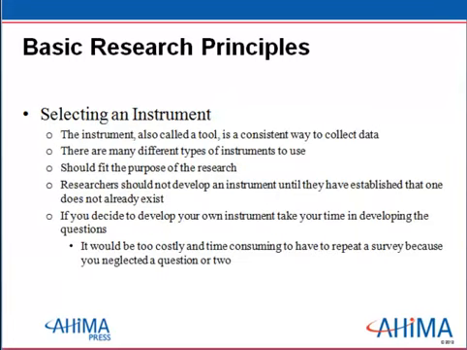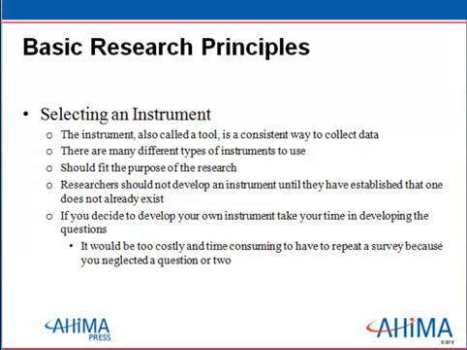The instrument, also called a tool, is a consistent way to collect data. Many different types of instruments are used in research studies today, and whatever type is used should be the one that fits the purpose of your research.